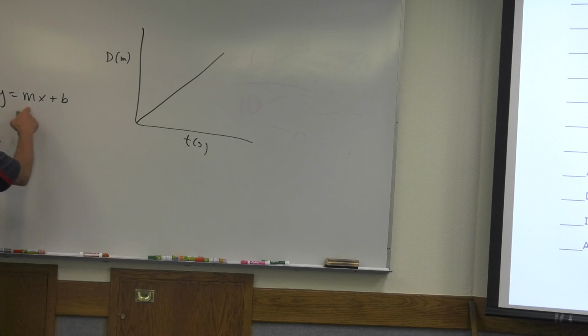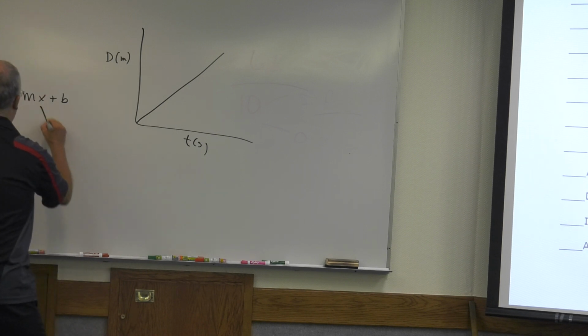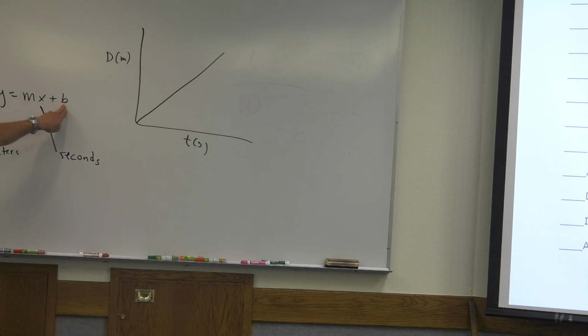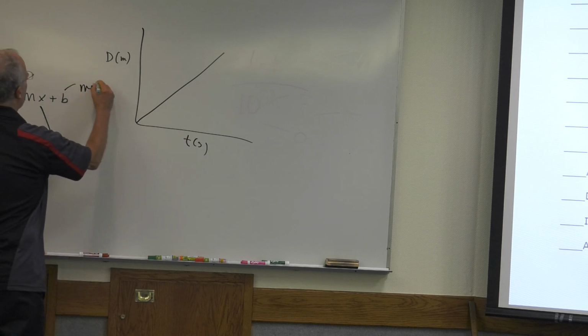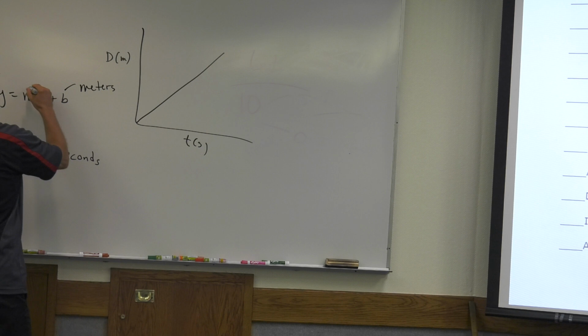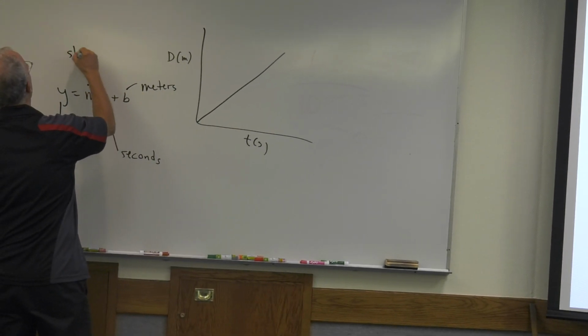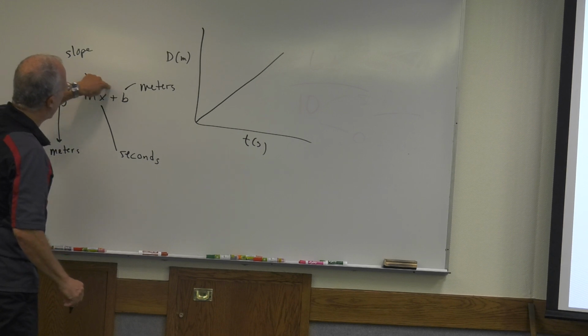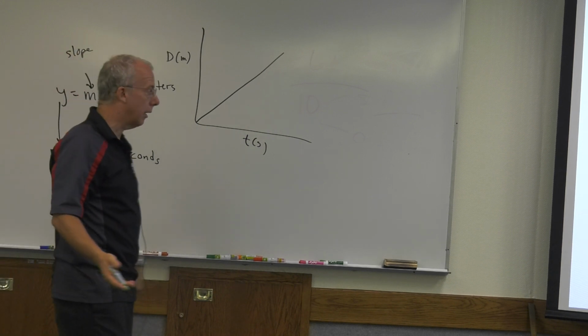Oh man, that's a slope, right? The x is time, so it's seconds. Now what has to be the unit of the y-intercept? Well, meters, right? Because meters equals meters plus meters. So this has to be meters. Now, this is the slope. Look, meters equals meters plus meters. That's the only thing that makes sense.